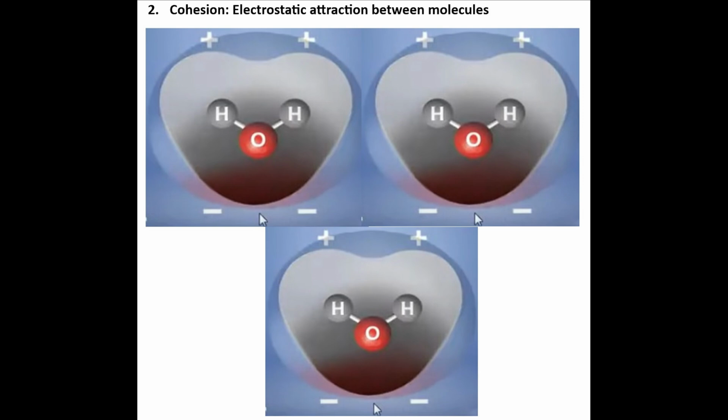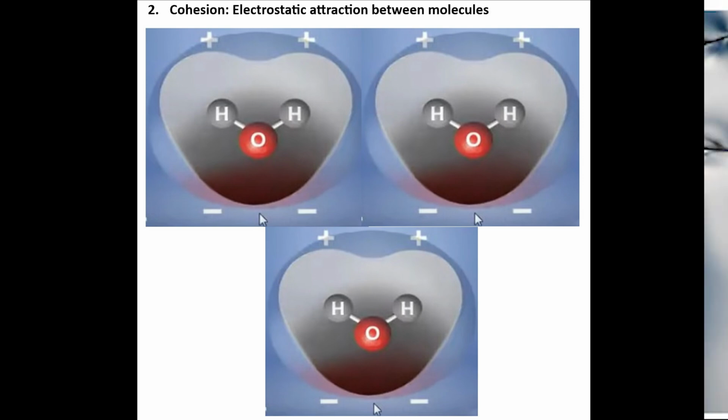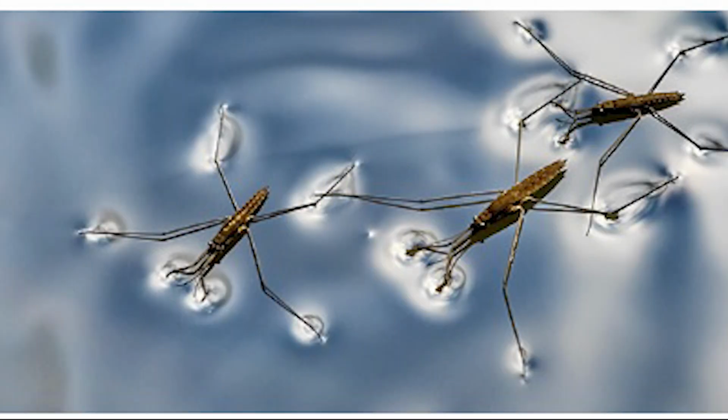Cohesion also gives water a high boiling point and also surface tension. A great example of surface tension is the water strider. The water strider walks on water, and the only reason he can walk on water is because water sticks together due to cohesion.